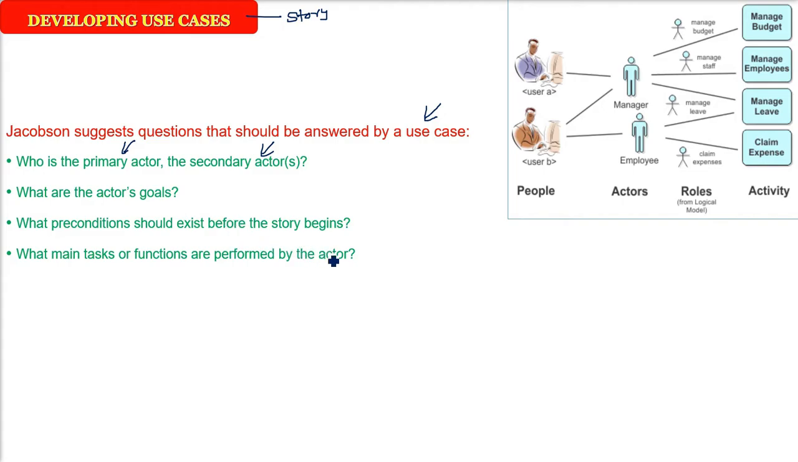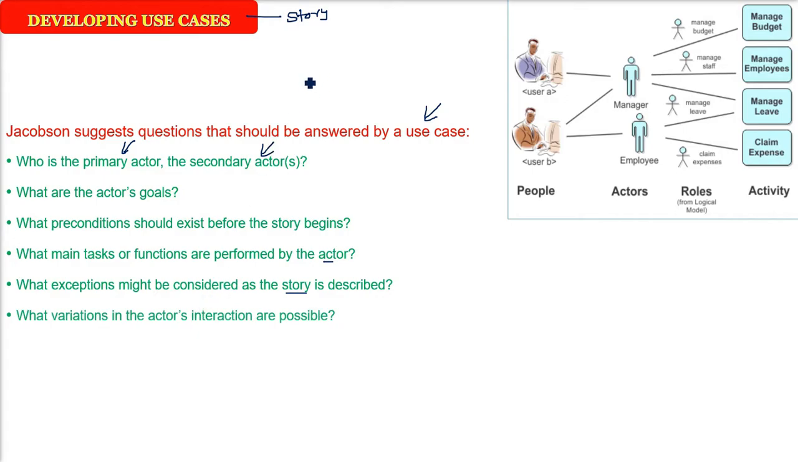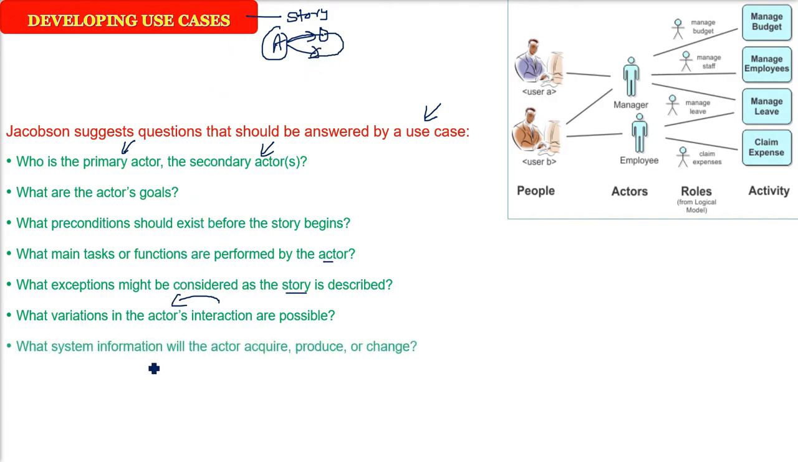Then the main task or the functions, the activities which an actor is performing. And in this usage scenario, what are the exceptions? What are the constraints? What are the things he has to know? What are the variations? Because an actor can act in a different way, and because of some event or a trigger, he can act in a certain different way. So all variations have to be catered for. Have you taken care of that?